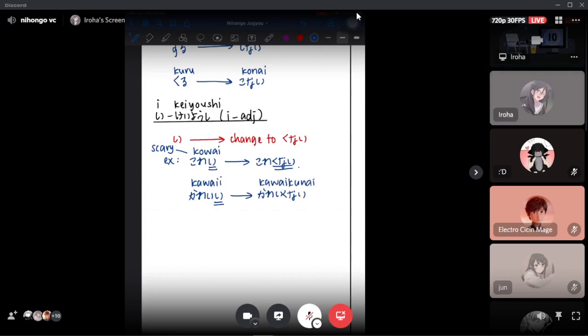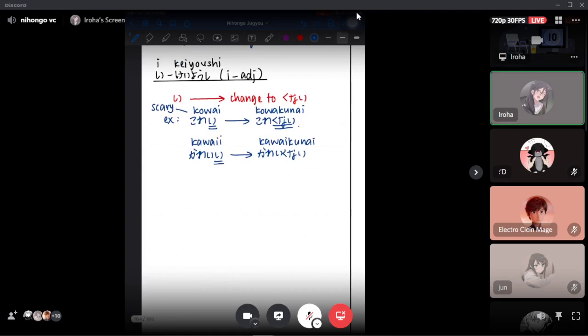Oh, Japanese is really hard, eh? Wait, how do you learn Japanese? Kunai. So kawaikunai. Hard.